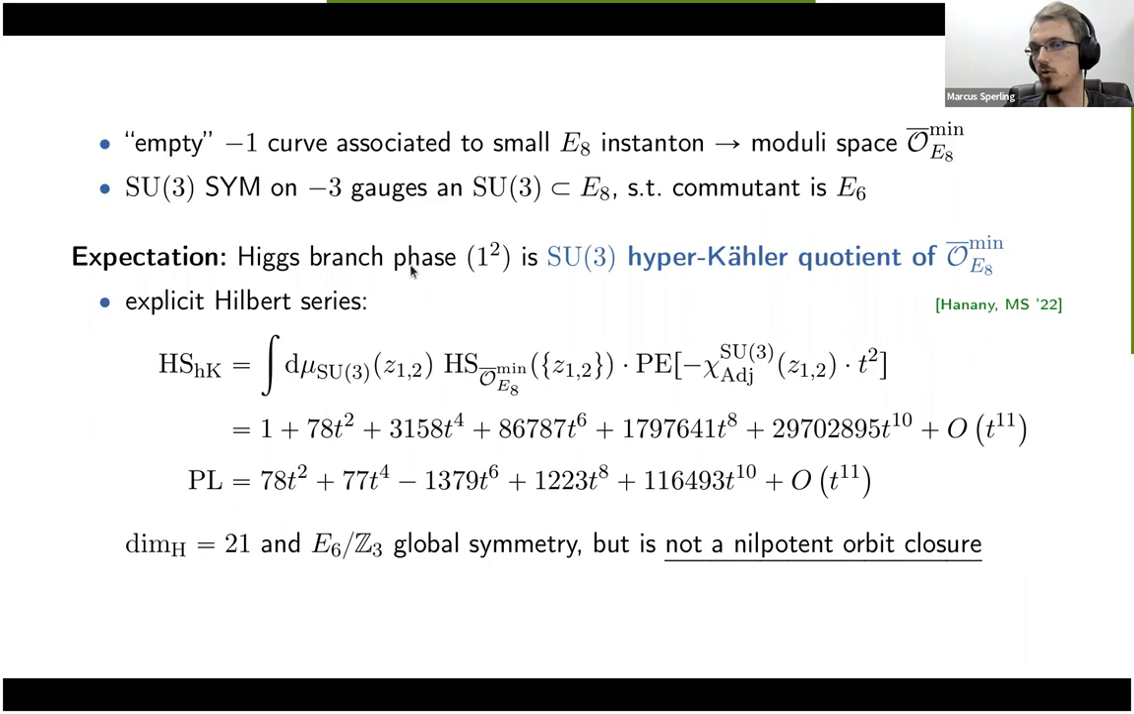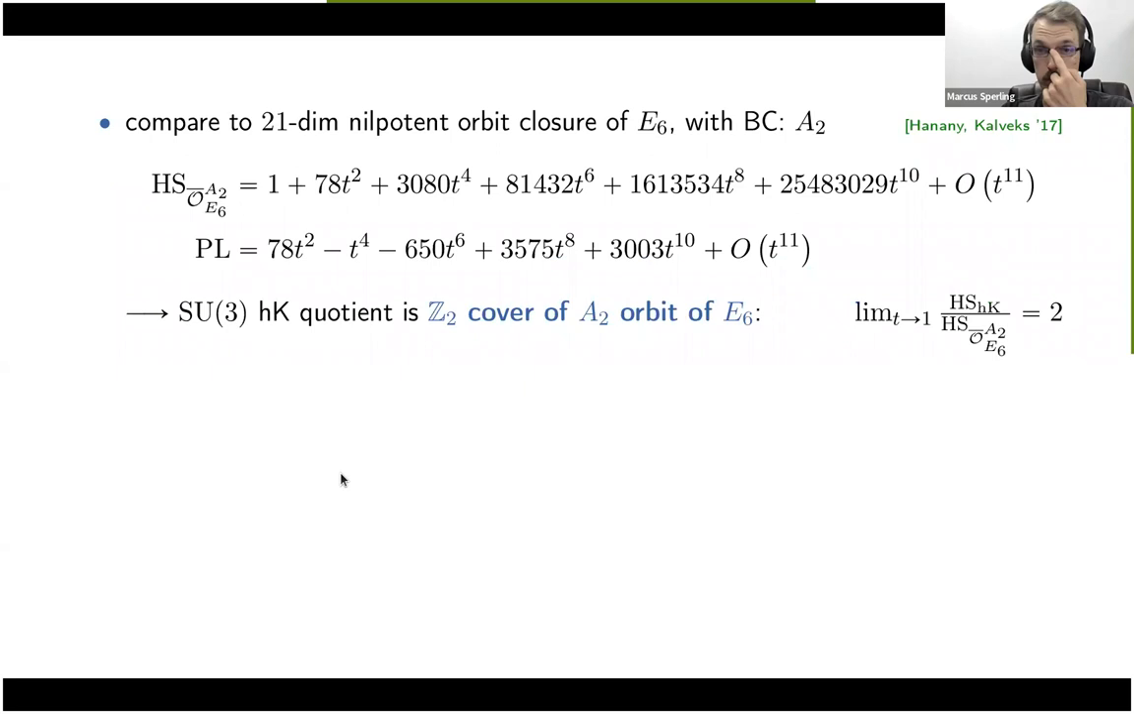So you can make this proposal and start computing. You can compute this Hilbert series, and you get something which clearly shows there's an E6 global symmetry. But you also see it's not a nilpotent orbit, simply because there's this second adjoint here. But we know it has dimension 21. And as it so happens, there is a 21-dimensional nilpotent orbit of E6, whose Hilbert series we know because of the work of Rudolf and Amihan.